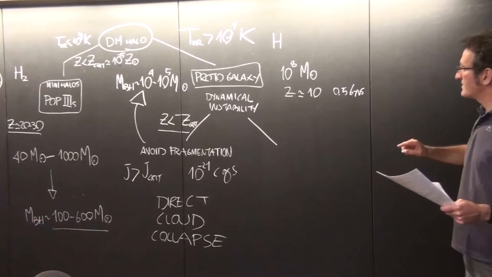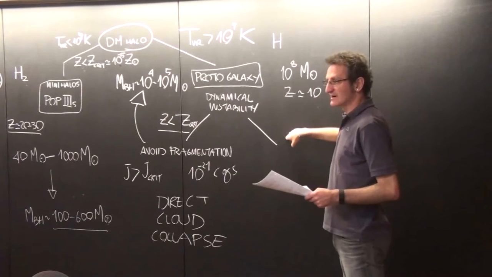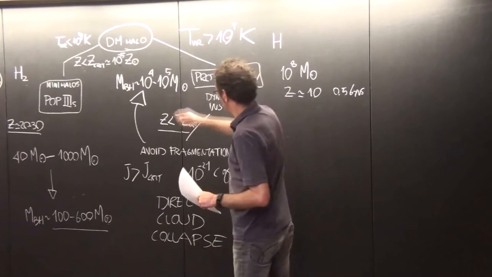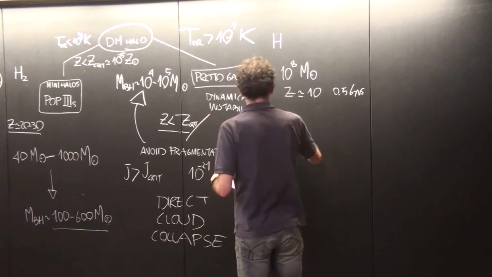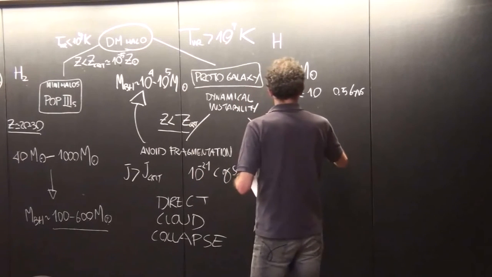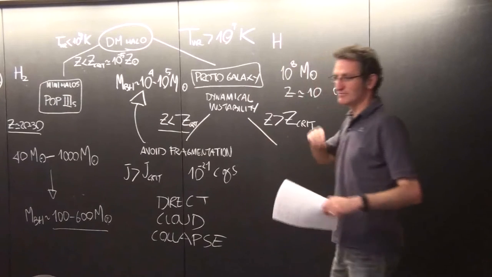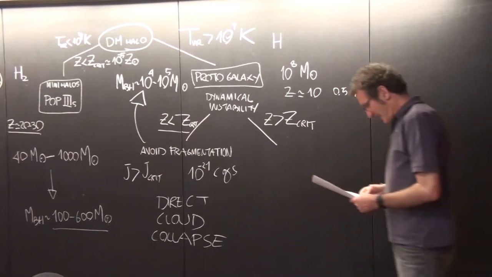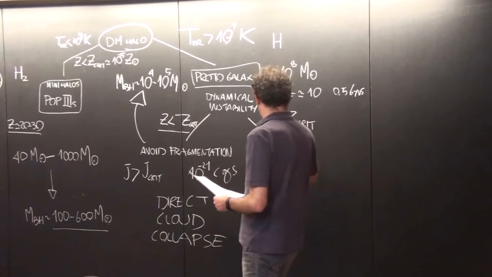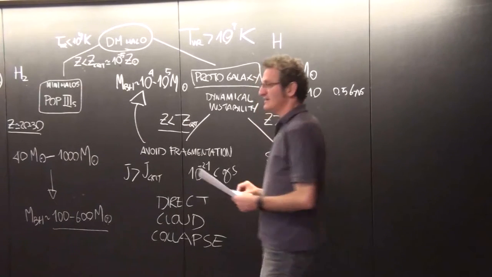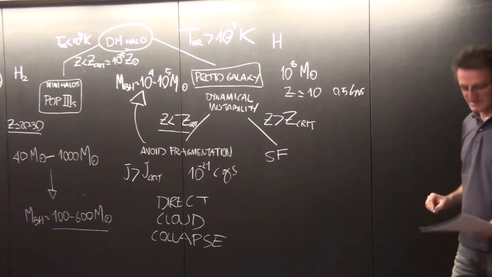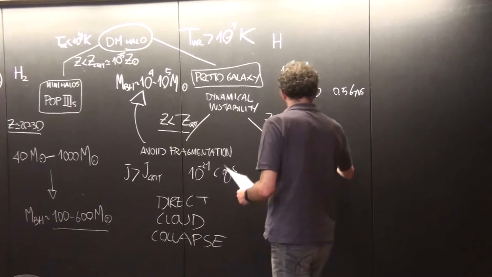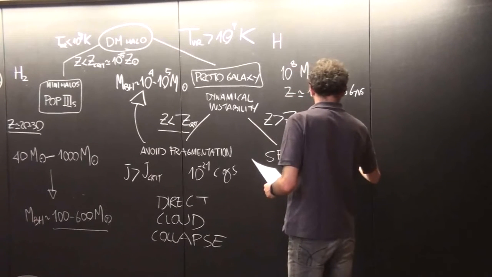Okay. Then we have the last route, where, let's say, the metallicity is larger than critical, then we have effective cooling. The cooling of the gas is very effective, and we have a lot of star formation in the gas cloud, in the collapsing gas cloud. And we have the formation of a dense stellar cluster.